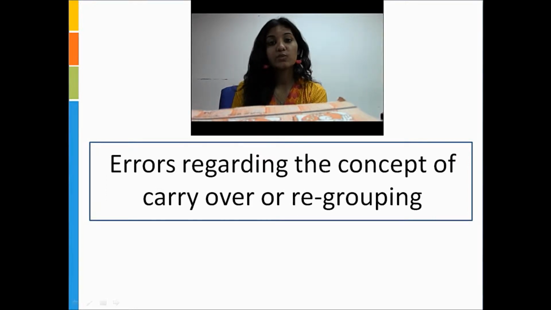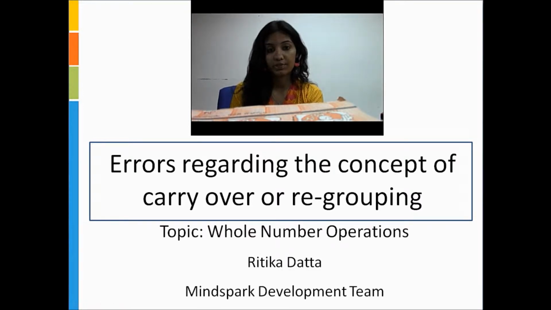This video is one in a series of videos highlighting the misconceptions students have with respect to whole number operations. This particular video deals with an inappropriate understanding of the concept of carryover or regrouping in multiplication problems. The concept of carryover or regrouping is an important one for students to understand so that calculations with larger numbers can be carried out correctly.